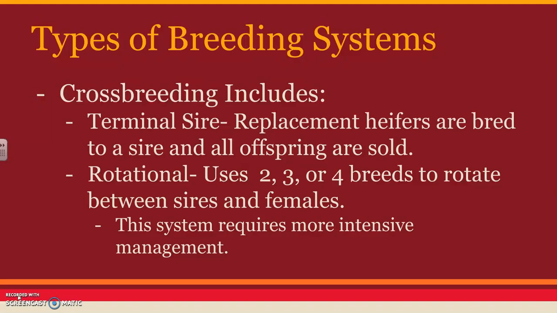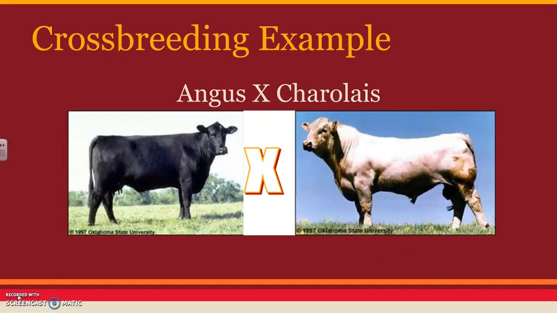And then rotational. So rotational uses 2, 3, or 4 breeds to rotate between sires and females. Rotational requires much more intensive management because you're working with several different breeds as opposed to 1 or 2. So a crossbreeding example would be an Angus crossed with a Charolais.